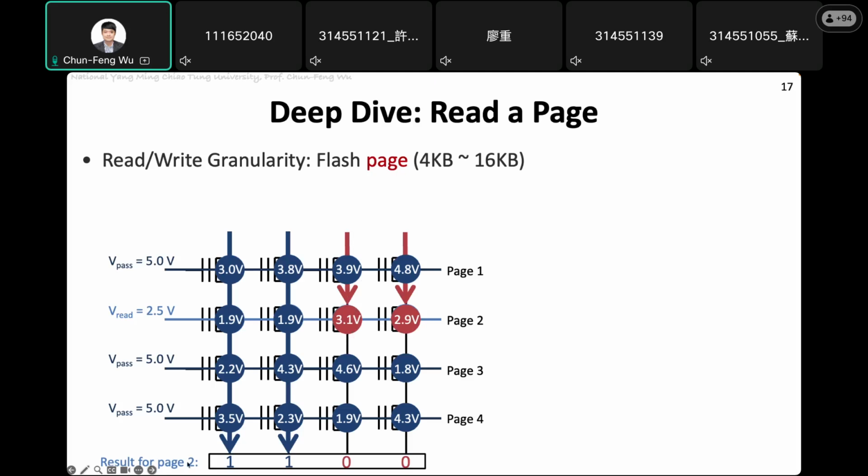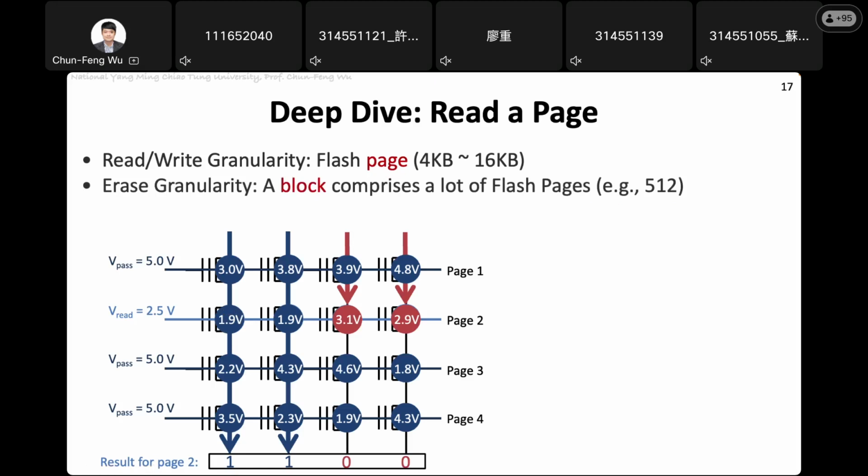So at the end of the circuit, usually we will have a sensing circuit to sense whether we get a current value or no current value. If there is no current value, we know this is in a high voltage state, so it is bit 0. And if there is a current value, then it means there are no electrons inside the floating gate, so it is bit 1. So this is the way to read out the page.